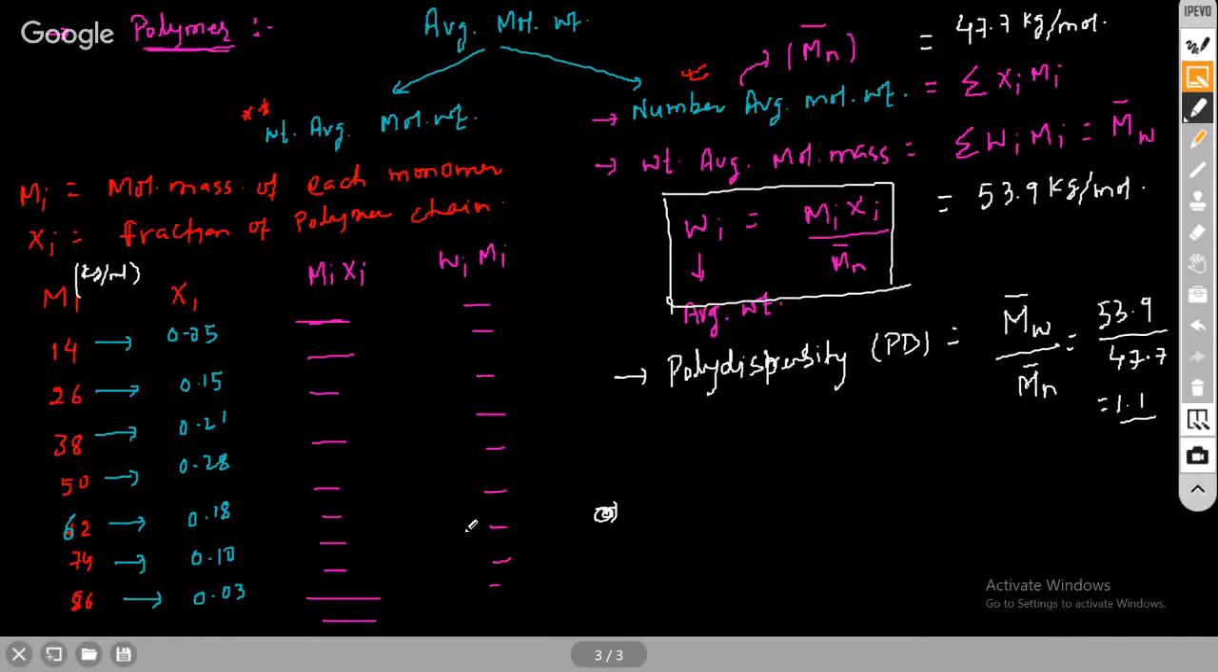I am giving you some extra data on this. They will not ask this much, okay? But since I have to explain all these things, and you never know what they are going to ask, that's why I'm discussing all this. You have to keep only this formula in mind. With this, we'll find out polydispersity: weight average molecular mass divided by number average molecular mass.